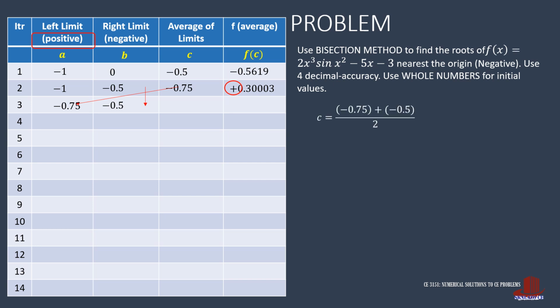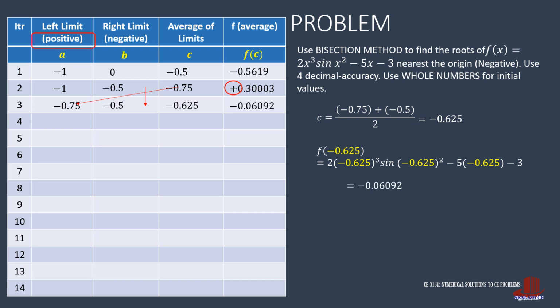The third column is solved as the average of a and b, which is -0.625. Then, these values are plugged into the function and we get 2 times -0.625 cubed, sine of -0.625 squared, minus 5 times -0.625 less 3. The result is -0.06092. This early, we already achieved the first decimal zero.